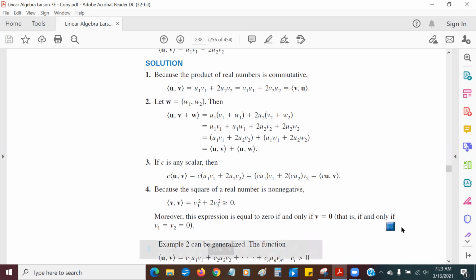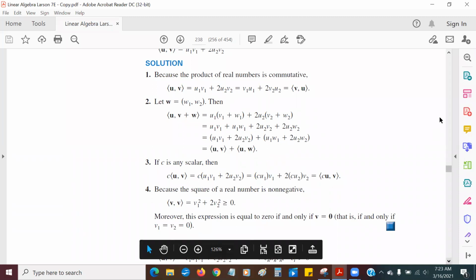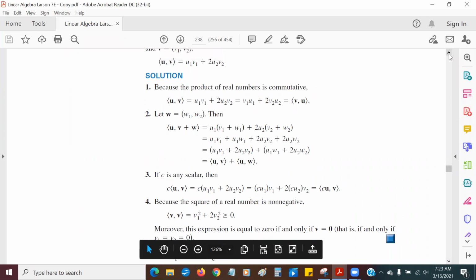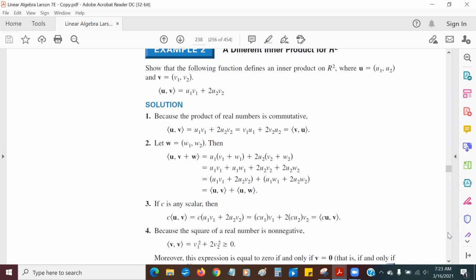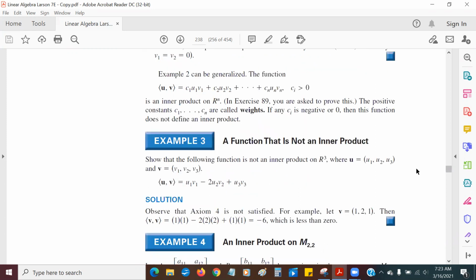So there you go. And we have a new function. It's defined in a new way, yet it is the good old-fashioned dot product. I'm sorry, I can't believe I said that. It satisfies an inner product. So yay. Now, of course, we could have generalized this further.